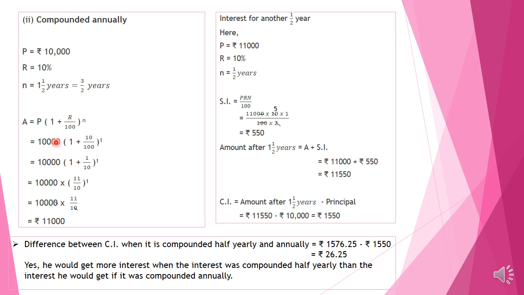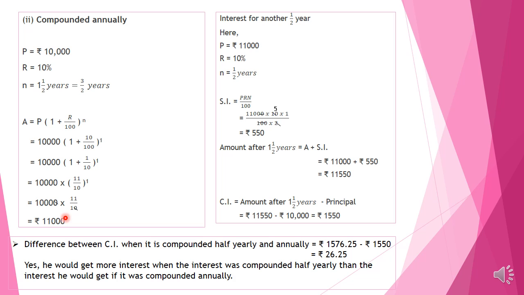P is 10,000, R is 10%. So 10,000 into 1 plus 10 by 100 raised to 1 and 10 and 100, 0 we can cancel. So it becomes 1 by 10. 1 plus 1 by 10 is 1 and 1 by 10. When you convert into improper fraction, we get 11 by 10. So equation becomes 10,000 into 11 by 10 raised to 1. 11 by 10 raised to 1 is 11 by 10 only. So 10,000 into 11 by 10. And 1 0 get cut. And we have here 1000 into 11. It is 11,000. Okay. So amount after 1 year we got 11,000.